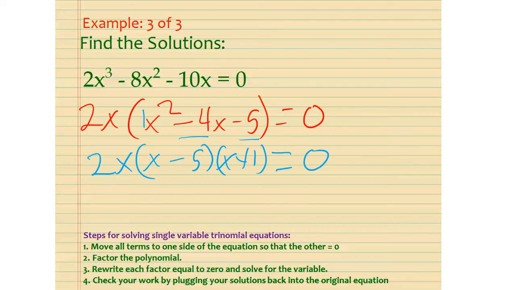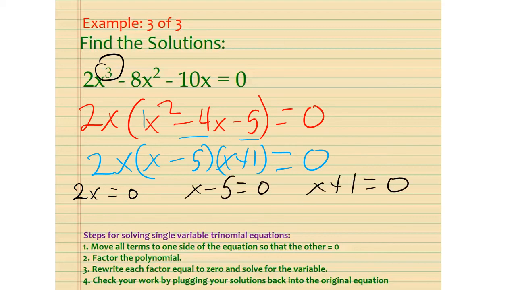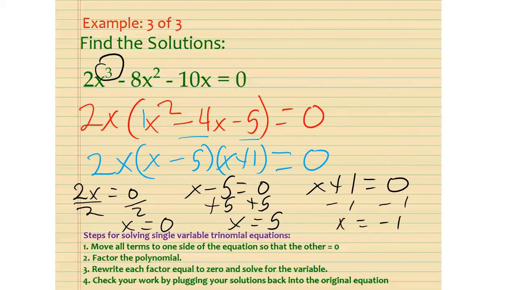And now I have brought down my equal 0, and I've got 3 solutions this time. And how did I know I was going to get 3 solutions? Did I know ahead of time? I did. How did I know? Because of this exponent. This 3 tells me I'm going to get 3 solutions. So I'm going to write 2x equals 0, x minus 5 equals 0, x plus 1 equals 0, and I'm going to solve all 3. Here I have to divide by 2, and x equals 0. Here I'm going to add 5, and x is equal to 5. Here I'm going to subtract 1, and x equals negative 1.